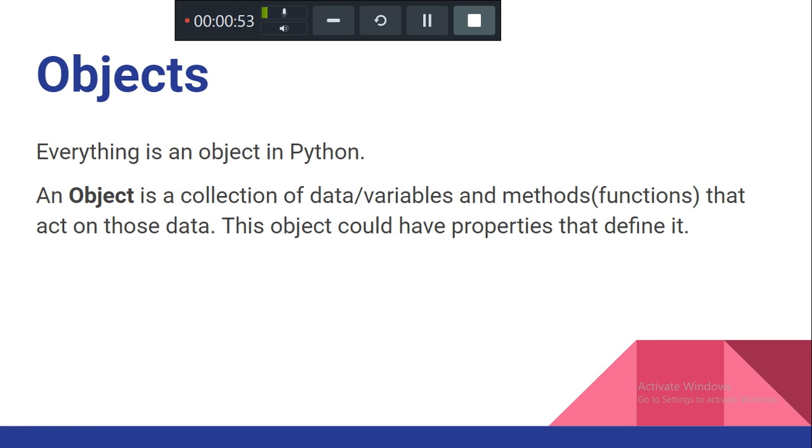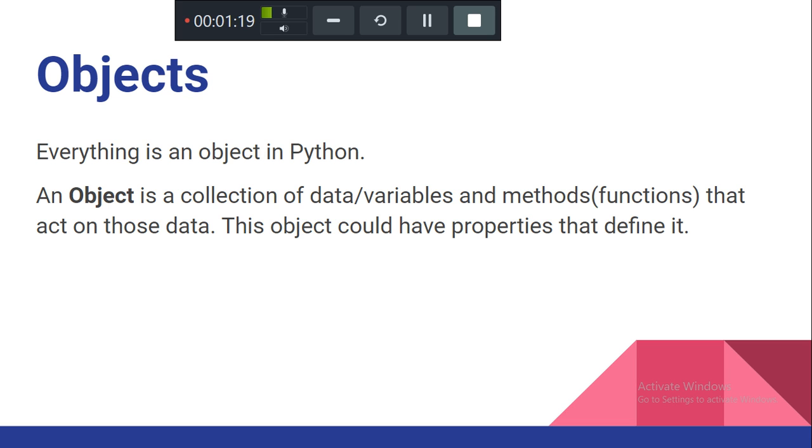Okay, so objects. Now, there's a saying all Python programmers like to say, that everything is an object in Python. Now, what's an object? An object is a collection of data variables and methods or functions that act on those data. This object could have properties that define it.